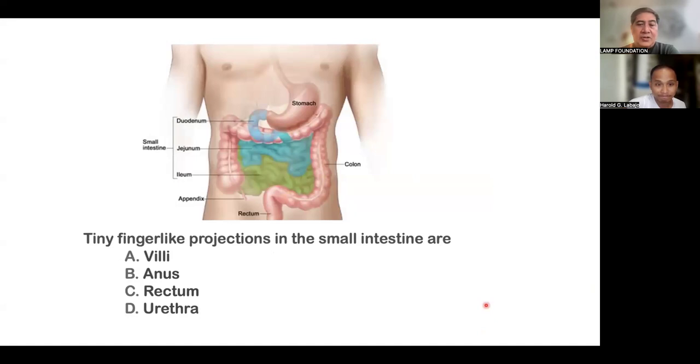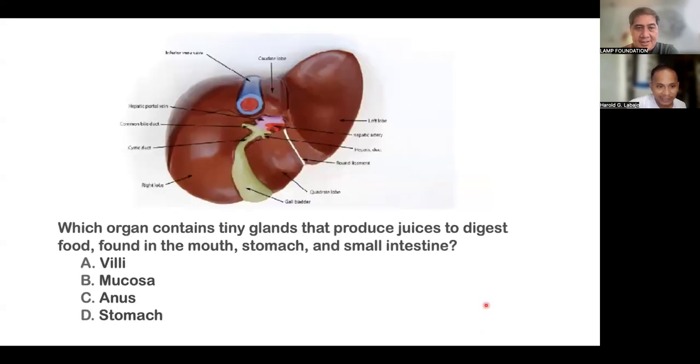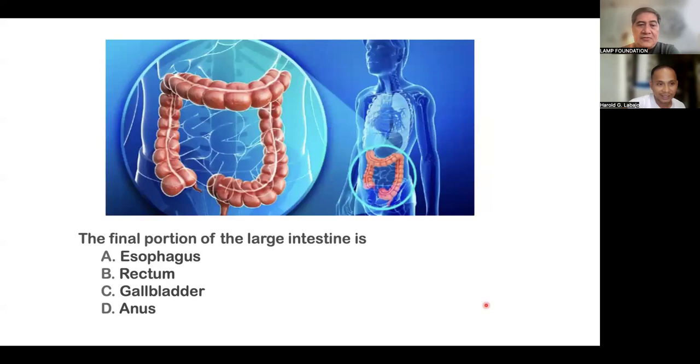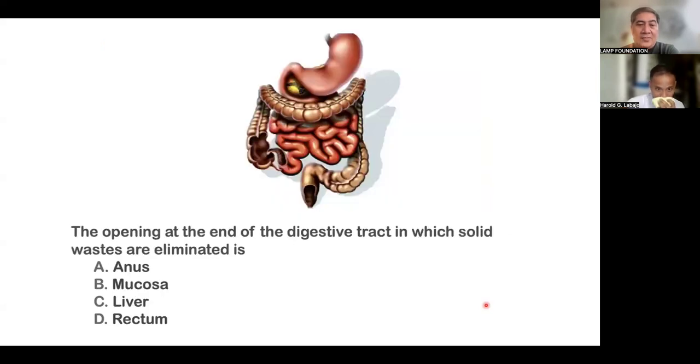The tiny finger-like projections in the small intestine are? Villi. Villi, plural. The singular is villus. Which organ contains tiny glands that produce juices to digest food found in the mouth, stomach, and small intestine? Mucosa. The final portion of the large intestine? The rectum. Opening at the end of the digestive tract in which solid wastes are eliminated? The anus.